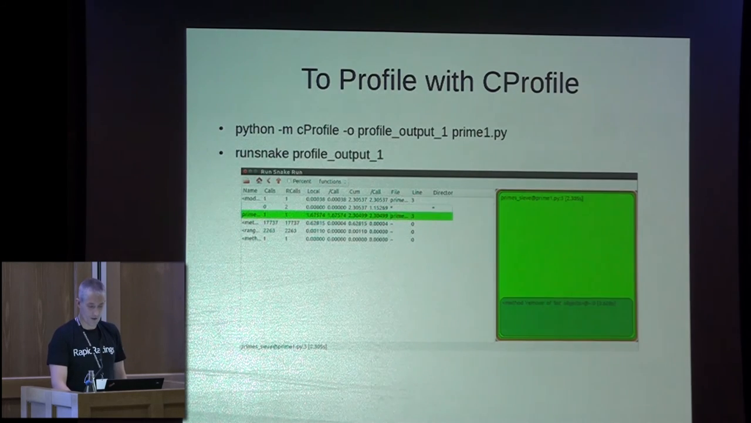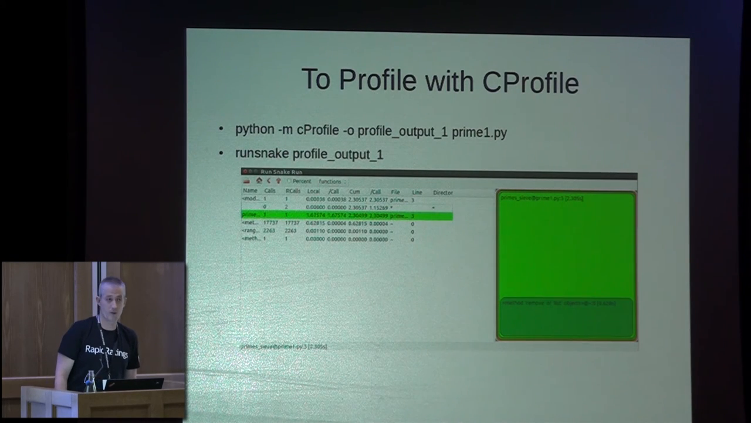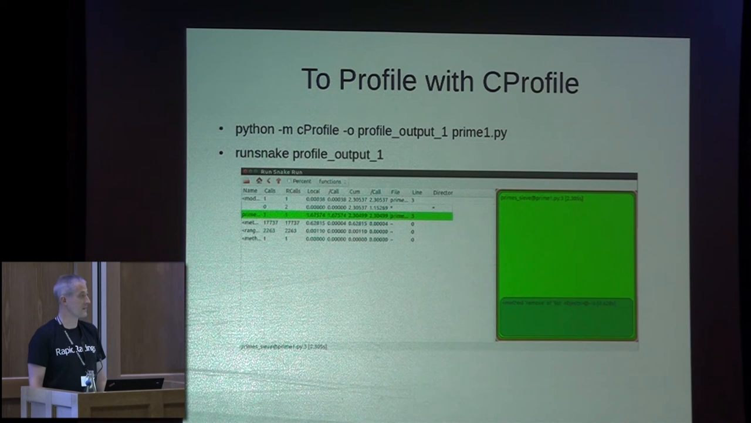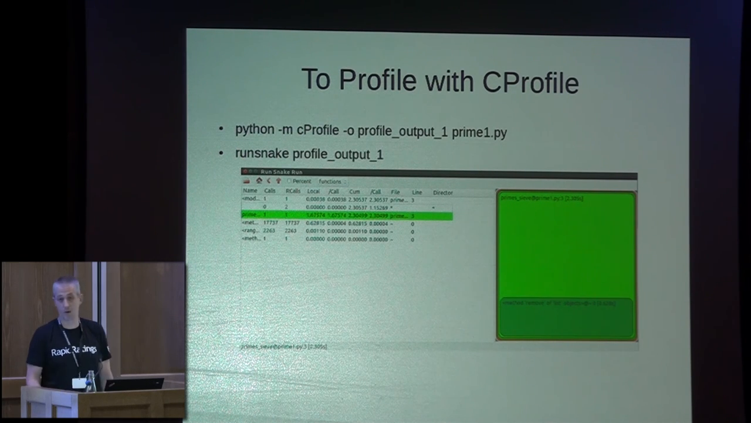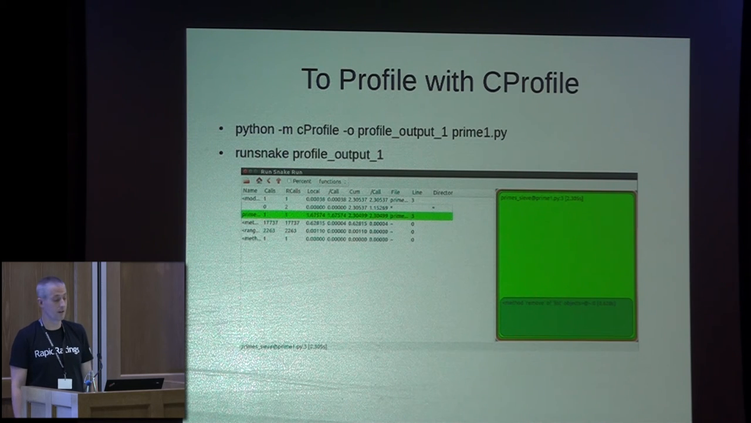So to profile it, you've got cProfile. cProfile is an instrumenting profiler that's built into Python as standard. It's always there. You've already got it. The first line there is how you run it: -m cProfile -o profile_output, and then one. The -o option is saying this is where you put the output. And then you give it the name of your file. It'll run it, it'll profile it, it'll generate an output file.